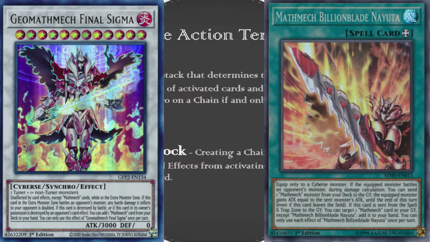If Final Sigma is destroyed by battle or card effect, you can search a Mathmech card from your deck to the hand. If Billion Blade Nayuta is sent from the spell and trap zone to the graveyard, you can target a Mathmech card in your graveyard and add it to your hand.